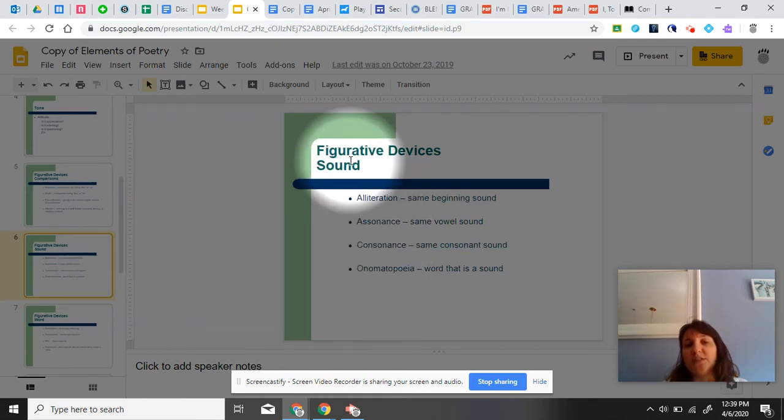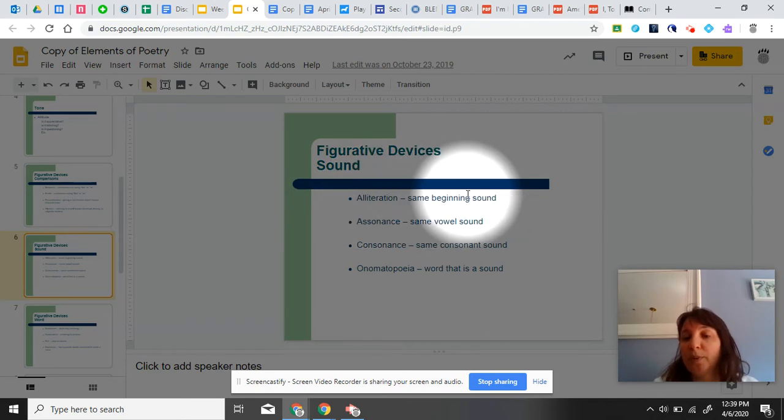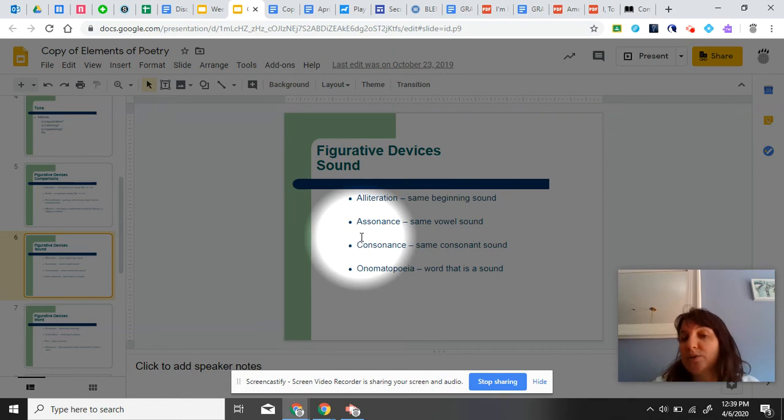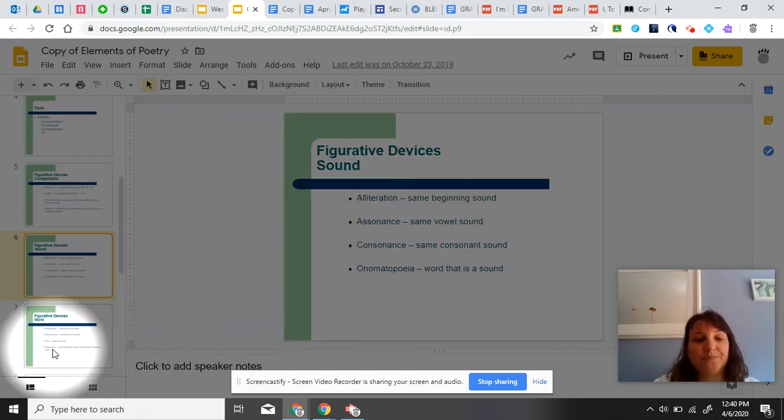Another figurative language device is sound, such as alliteration. That's the same beginning sounds, Peter Piper picked a peck of peppers. Assonance, same vowel sound. Consonance is the same consonant sound. And onomatopoeia is a word that is a sound. Assonance and consonance can come anywhere in the context of the words. They might be the beginning, the middle, the end of the words. Alliteration, on the other hand, is always at the beginning, okay?